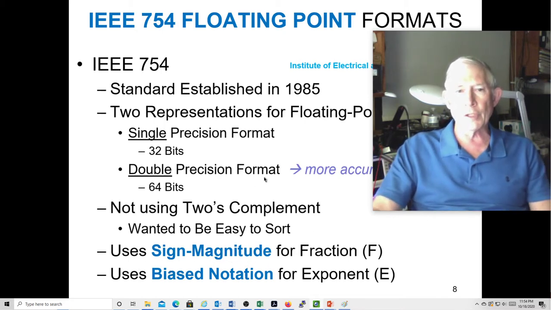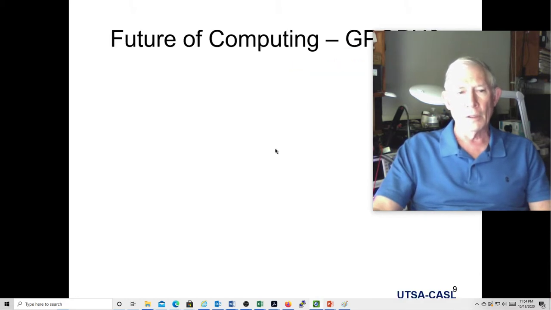And the reason for this is they wanted to be able to sort these numbers without having to take them out of the standard and convert them to some other format in order to sort them. So they want to be able to sort them by magnitude directly.